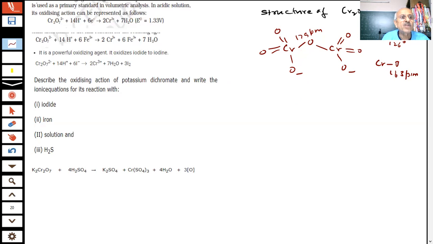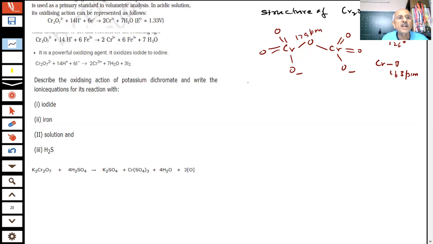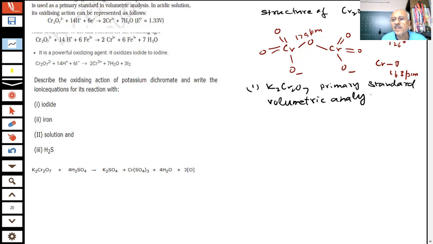The important point to note is the properties of these. What is the most important property and use of potassium dichromate? We are aware that it is used as a primary standard in volumetric analysis. K2Cr2O7 is used as a primary standard. So in volumetric analysis, students, we do titration.